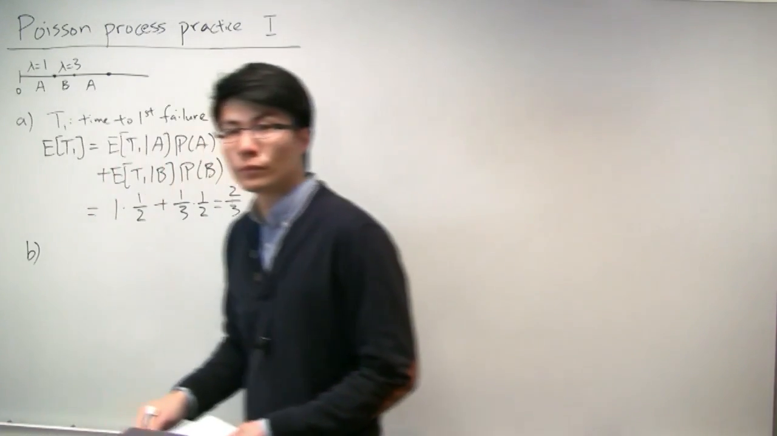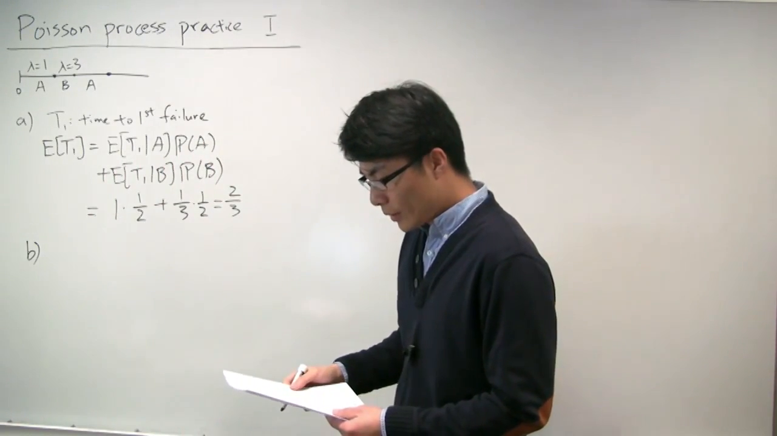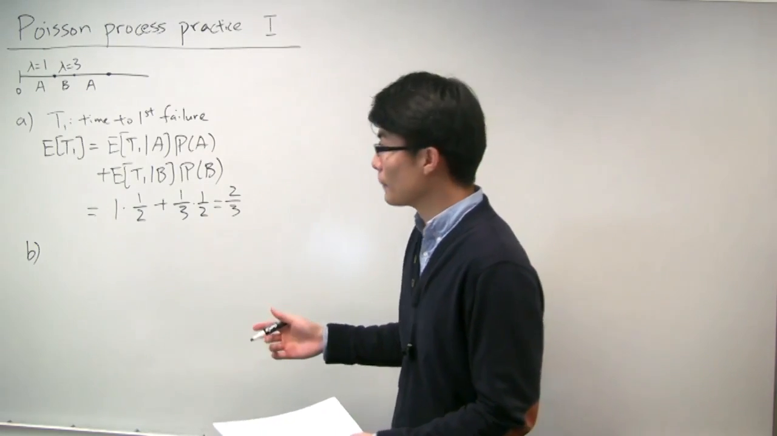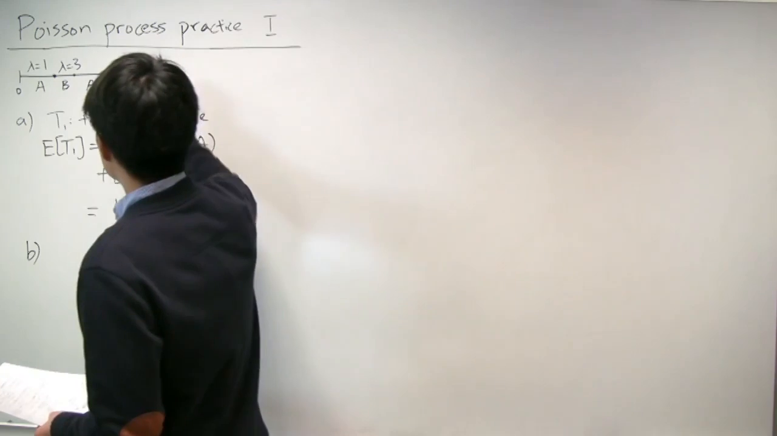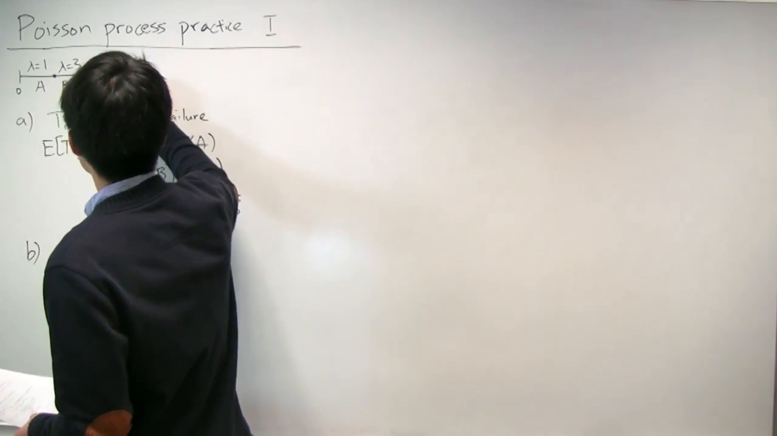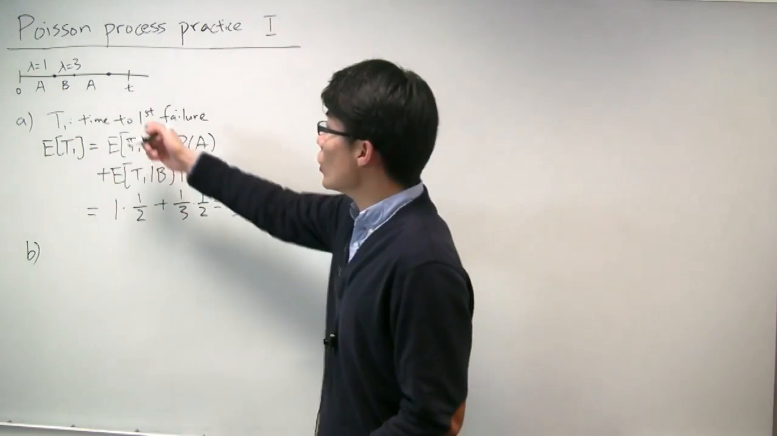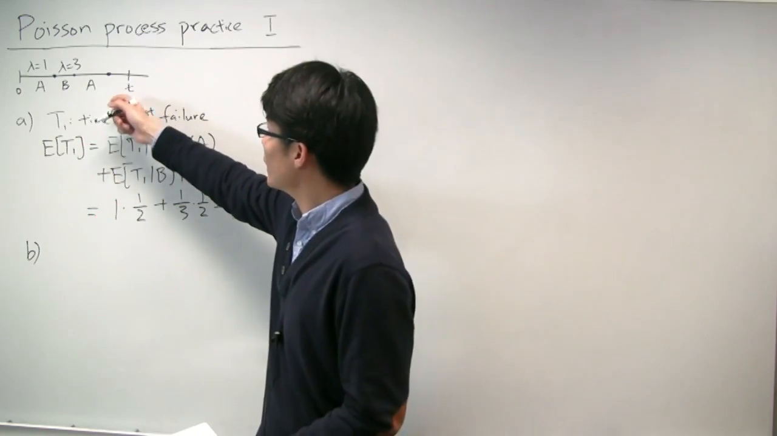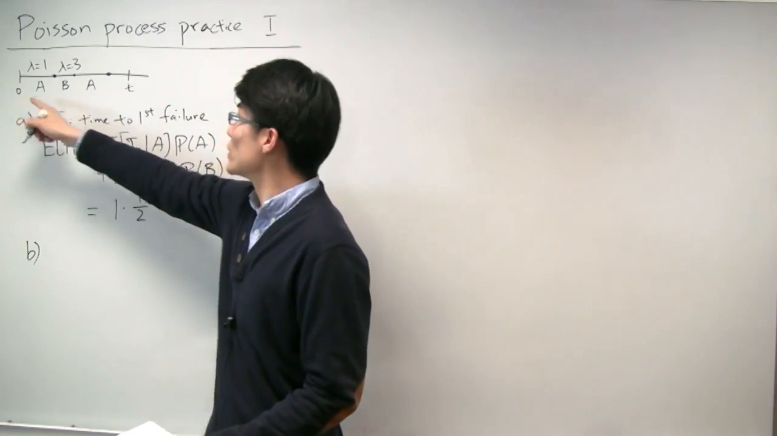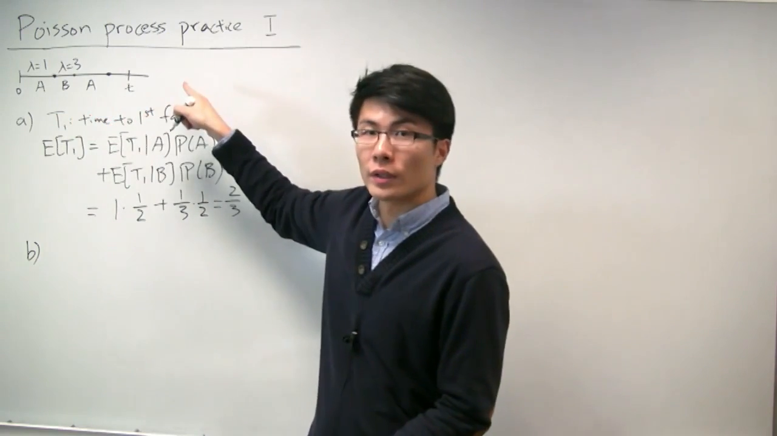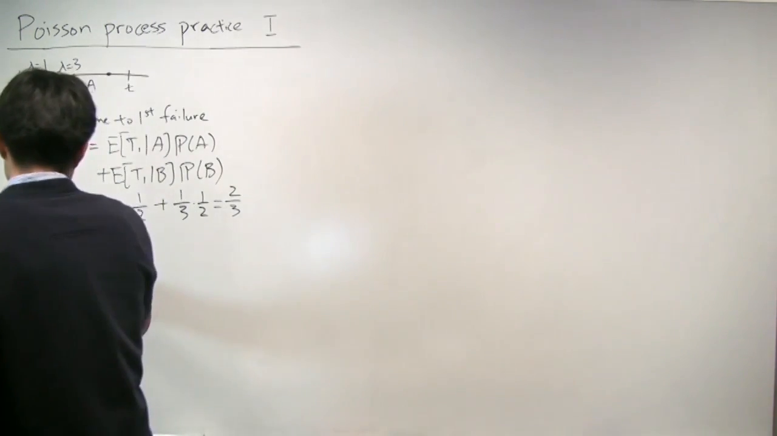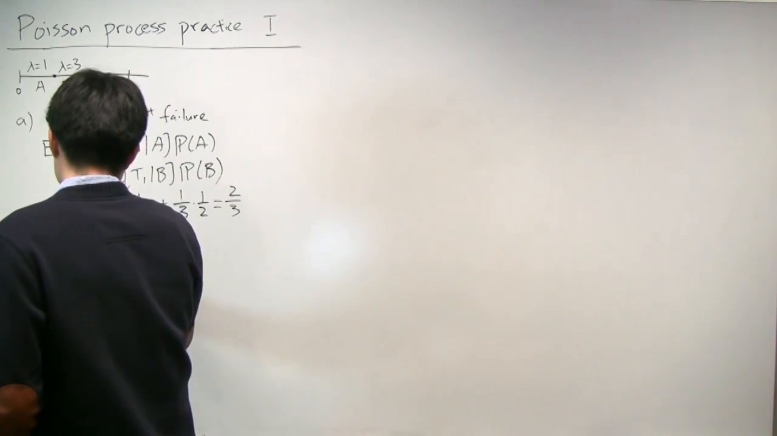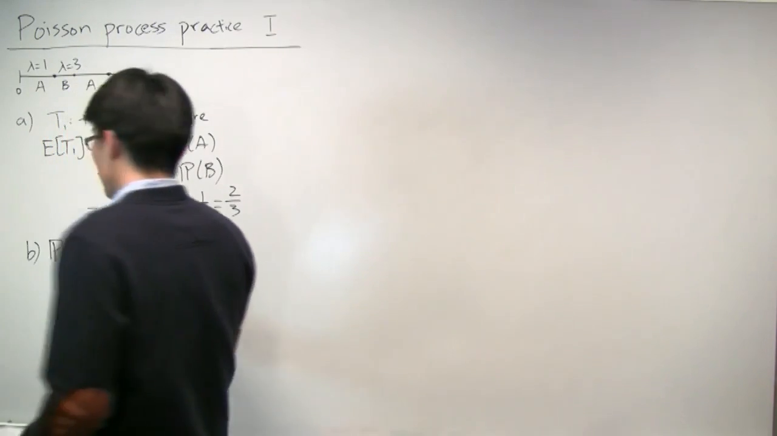For part B, we want to find the probability that there's no failure before some arbitrary time t. If there's no failure before this time, that's equivalent to saying that the first bulb we used lasted longer than t. In terms of the random variable T1 that we defined, what we want to find is the probability that T1 is greater than little t.